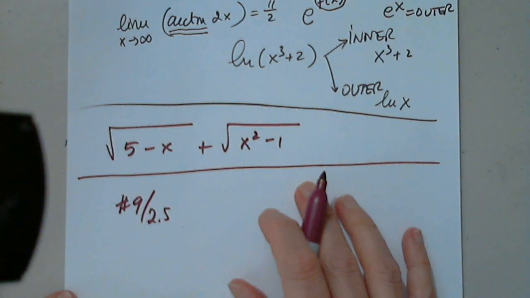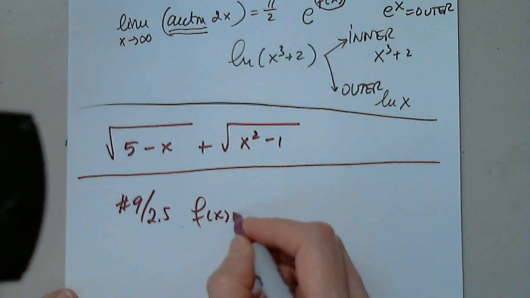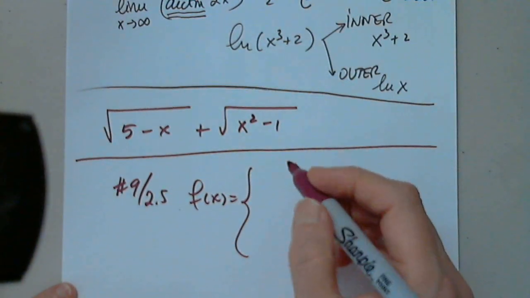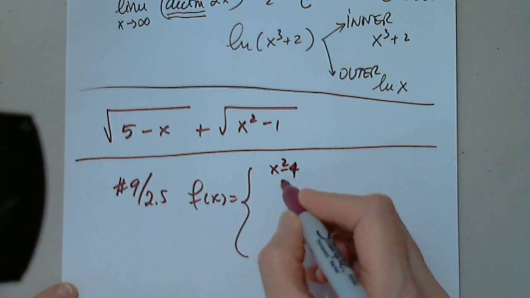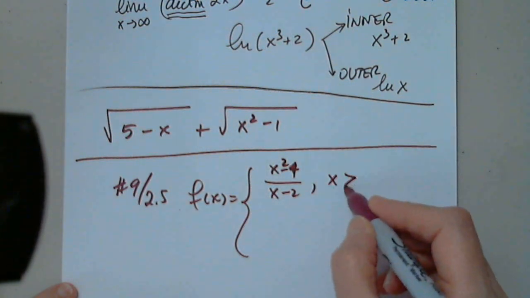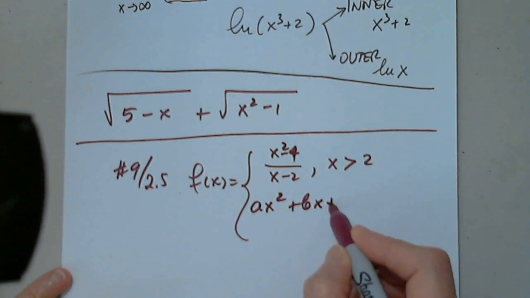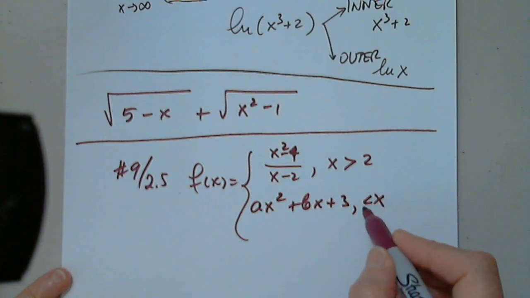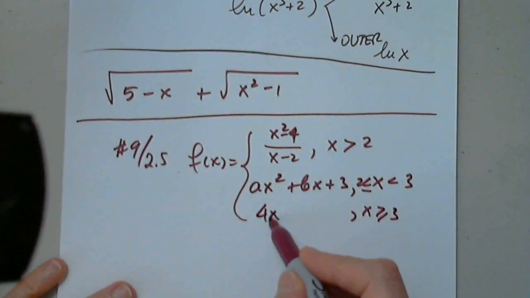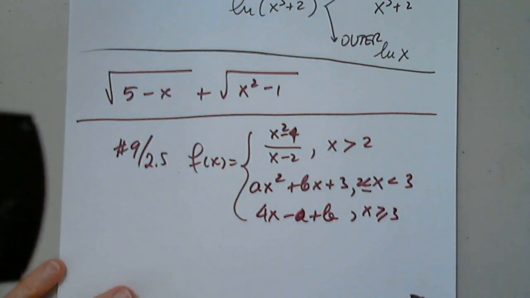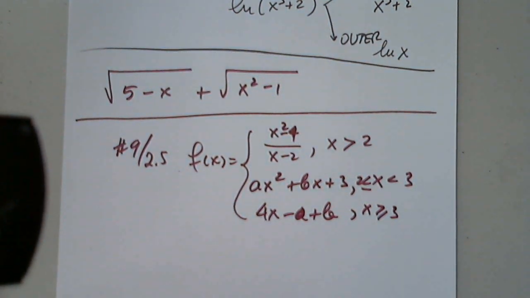And the question is, find the values of a and b that make f continuous everywhere. Oh, yes, it was a piecewise defined function. I got it. I'm ready. So the first one is x squared minus 4 over x minus 2 if x is greater than 2. Second is ax squared minus bx plus 3 if 2 is less than or equal to x is less than 3. And 4x minus a plus b if x is greater than or equal to 3. Awesome. Perfect.